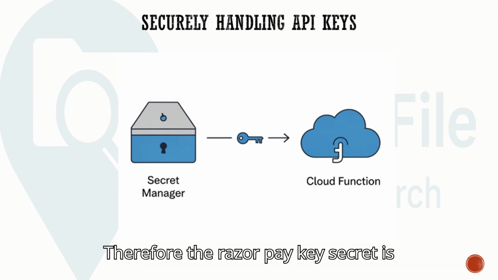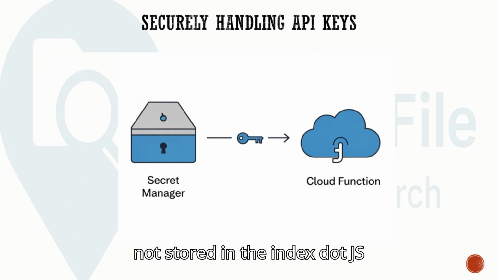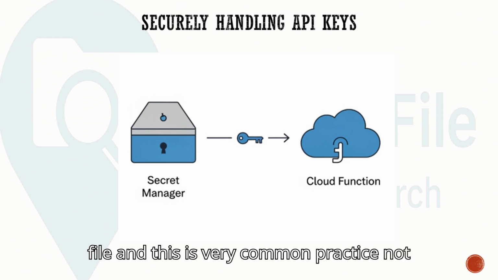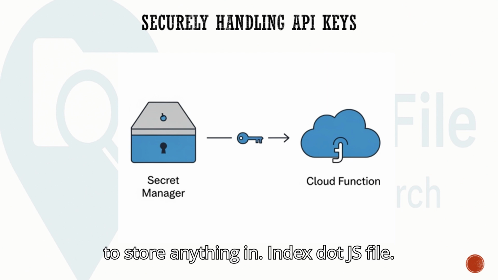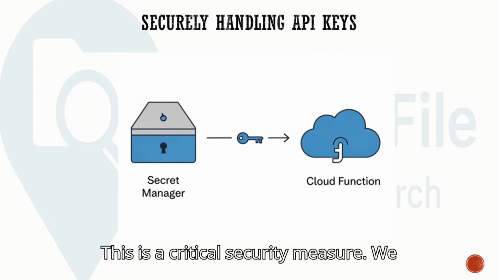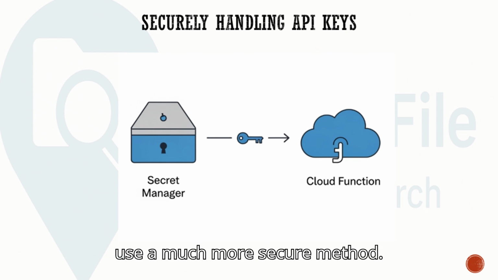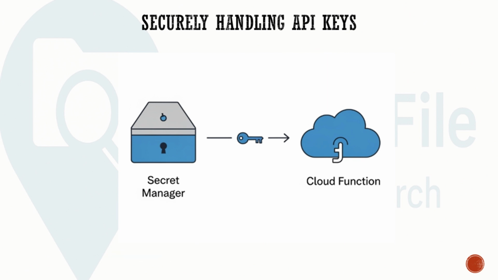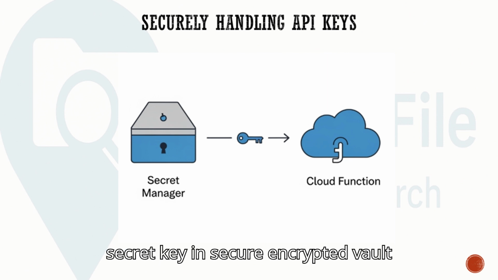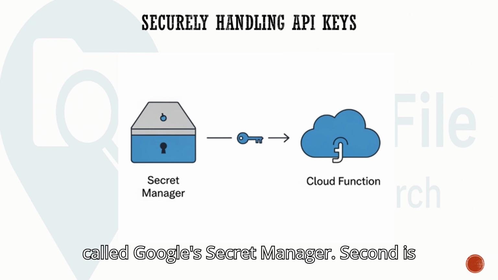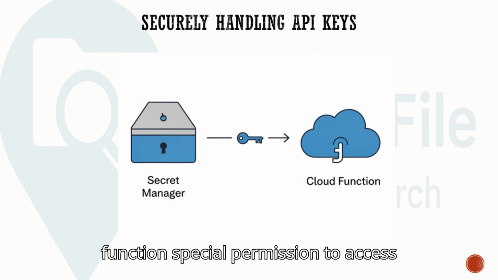Therefore, the Razorpay key secret is not stored in the index.js file, and it is very common practice not to store anything like that in the index.js file. This is a critical security measure. We use a much more secure method. One is to store in a vault. We store the secret key in a secure encrypted vault called Google's Secret Manager. Second is grant permission. We give our cloud function special permission to access this vault.